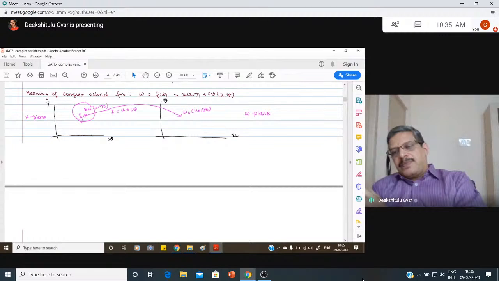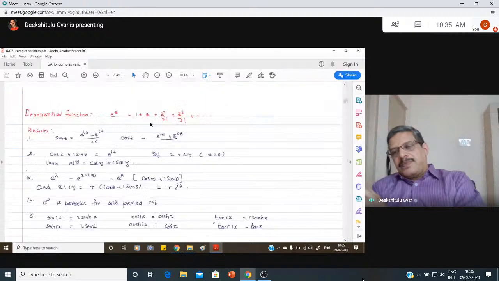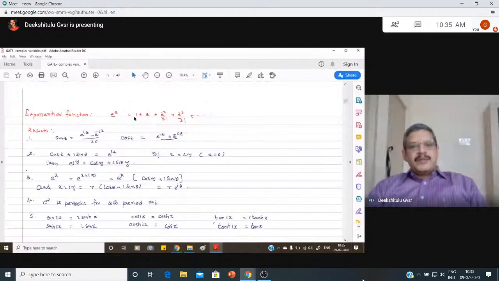So this is very much similar to our real valued functions. e power z is 1 plus z by 1 factorial plus z square by 2 factorial plus z cube by 3 factorial, and so on and so forth. From that we can write sin z is e power iz minus e power minus iz by 2i. Cos z is e power iz plus e power minus iz by 2. So these are the important relations we have.